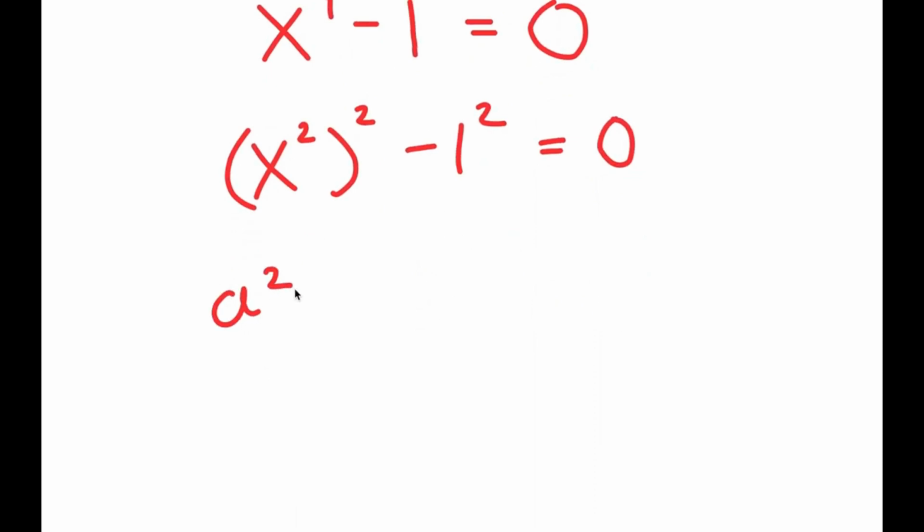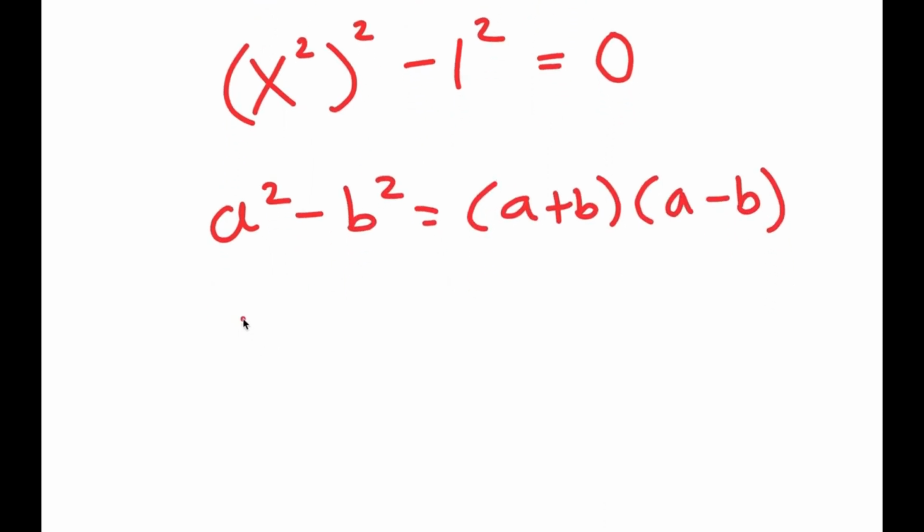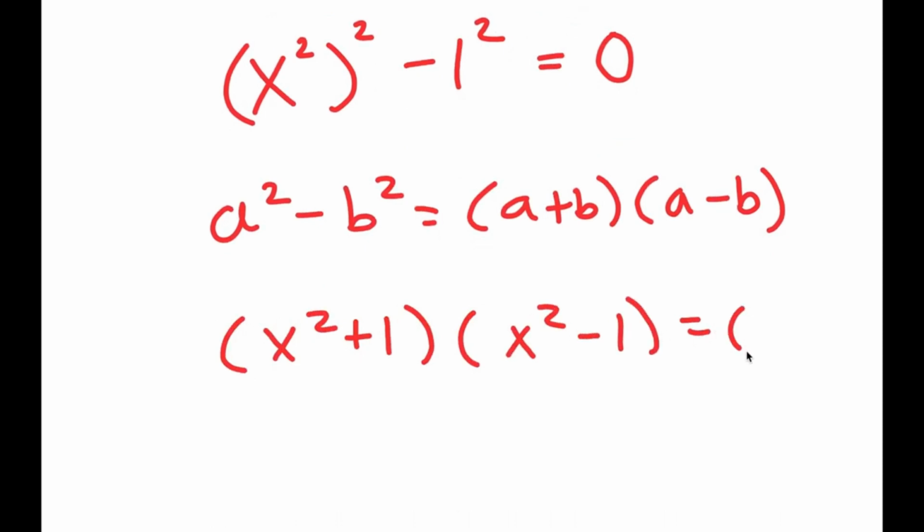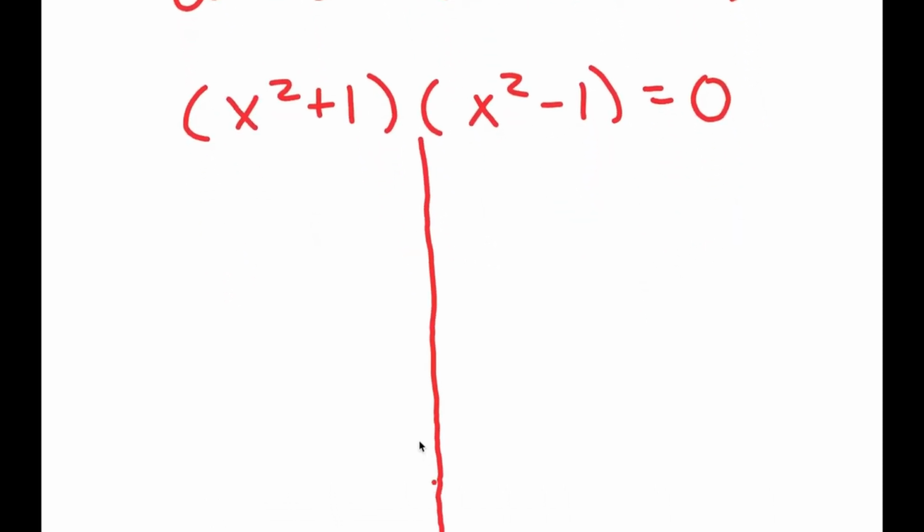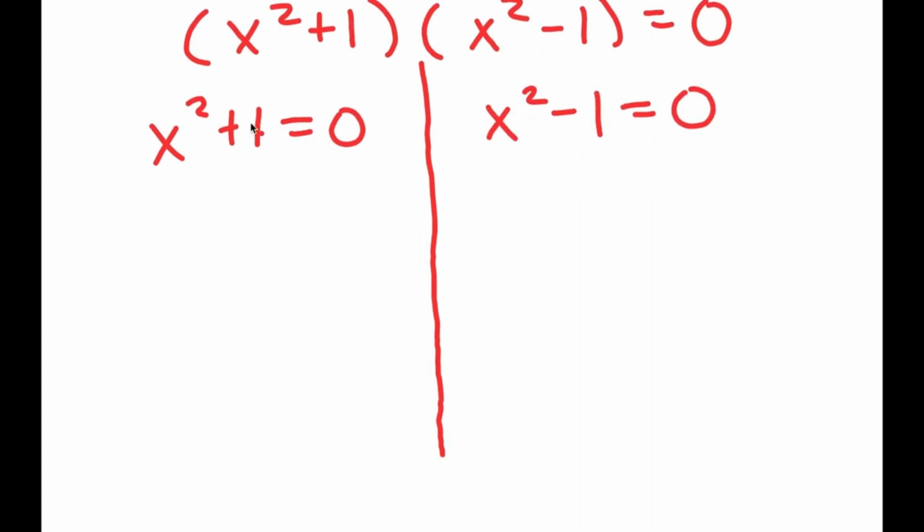So now if I have something in the form a squared minus b squared, this is equal to a plus b times a minus b. So I get x squared plus 1 times x squared minus 1 is equal to 0. And this gives me two equations. I get x squared plus 1 is equal to 0, and x squared minus 1 equals 0. So for my left-hand side, I can subtract both sides by 1, and I get x squared is equal to negative 1.